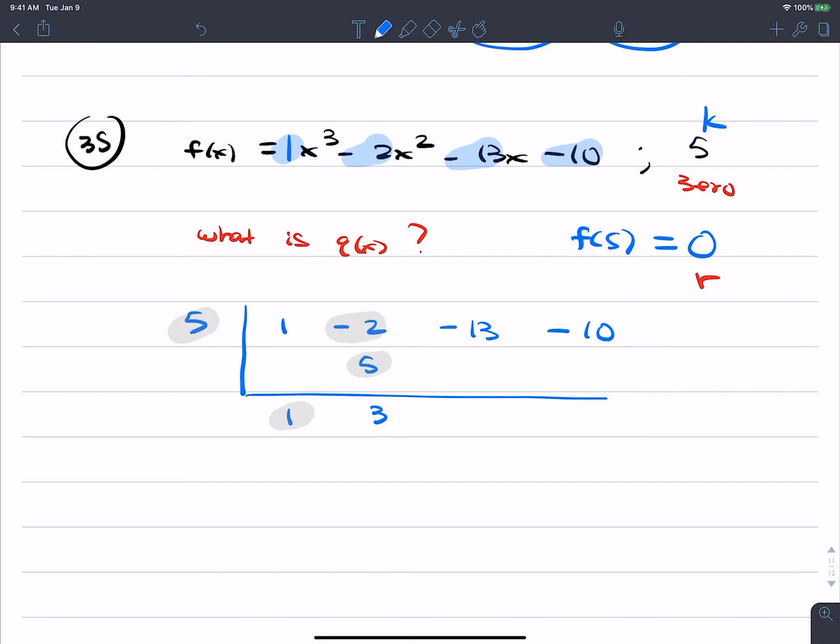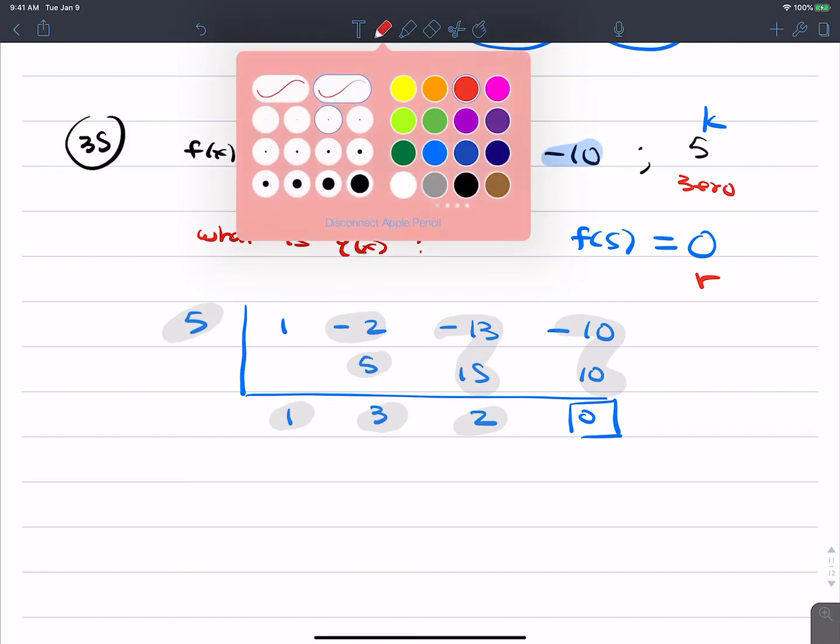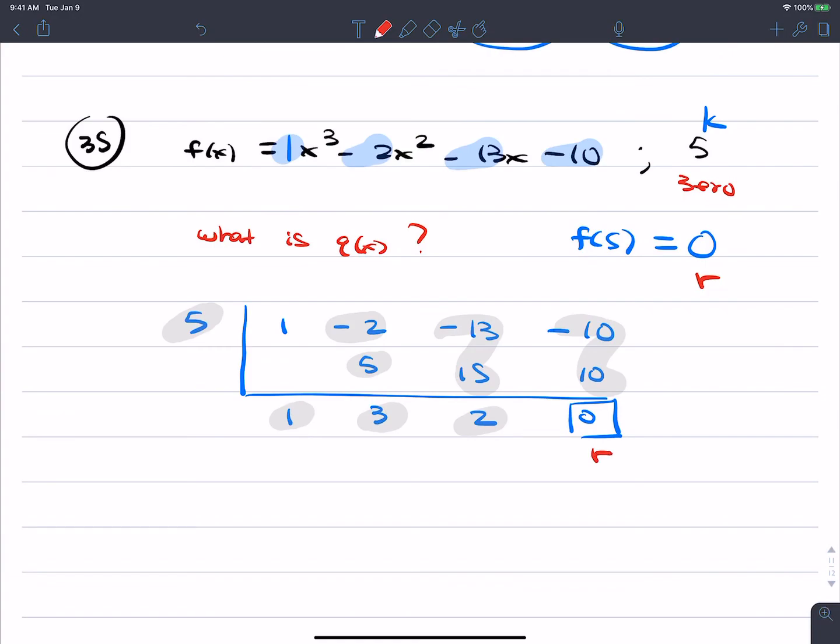You're using your synthetic division process. So repeat your steps. 5 times 3 gives you 15. -13 plus 15 will give you 2. Repeat the steps. 5 times 2 gives you 10, negative 10 plus 10. Sure enough, gave us that 0, but we already knew that, because that's the information that was given. It's given right here.